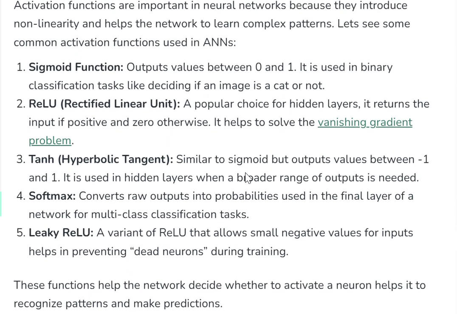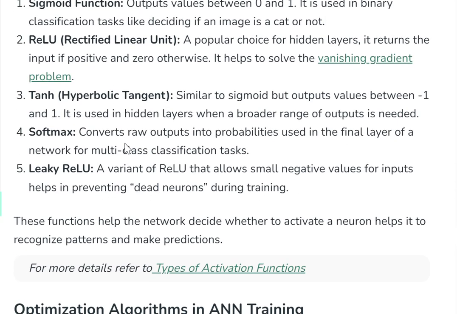Firstly, the sigmoid function. The sigmoid function gives outputs of 0 and 1, used only in the output layer. In hidden layers I will use another activation function, and in the output layer I will use a different activation function. The output value is between 0 and 1, and it is used in binary classification tasks like deciding if an image is a cat or not, spam or not spam in email.